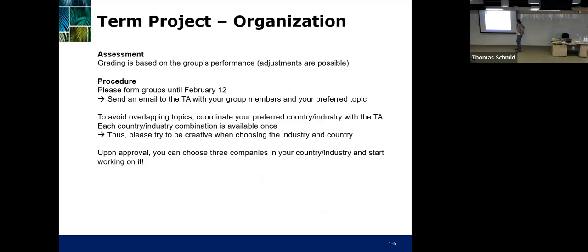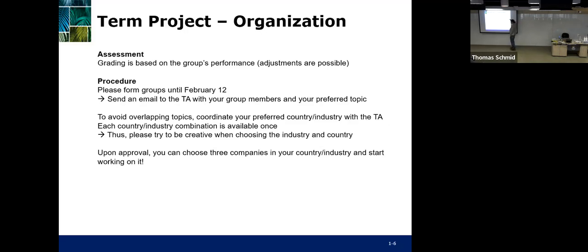Good. So a bit about the further procedure here. Grading is obviously mostly based on group performance. But if we would feel that during the presentation one group member was especially outstanding, we would adjust the grade a little bit upwards. And if we would feel that one group member has very little knowledge about the content of the presentation, we would accordingly adjust the grade downwards. Okay.